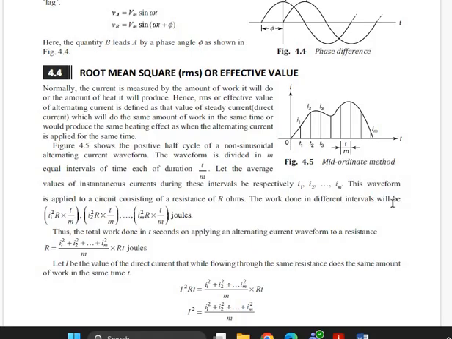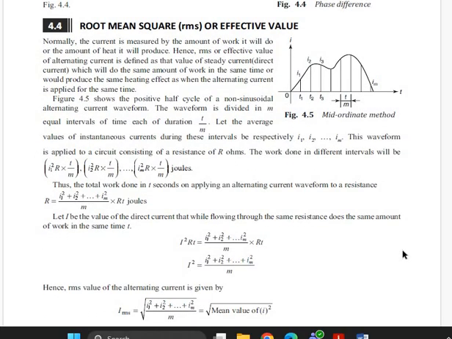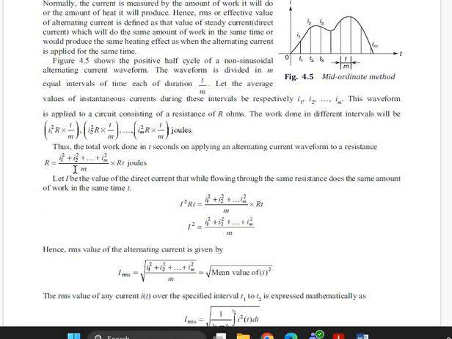The work done in different intervals will be I squared R T. So I1 squared into R into each interval, which has been represented as T by m, and for the second current, I2 squared R into T by m, etc. It has been continued up to Im squared R into T by m joules. Thus, the total work done in T seconds on applying an alternating current waveform to a resistance R is equal to I1 squared plus I2 squared plus Im squared divided by m into R into T joules.